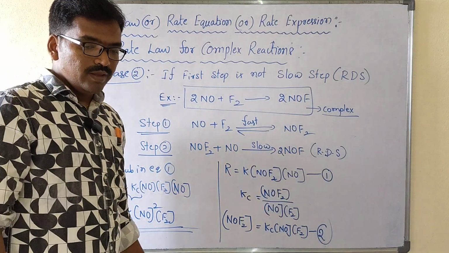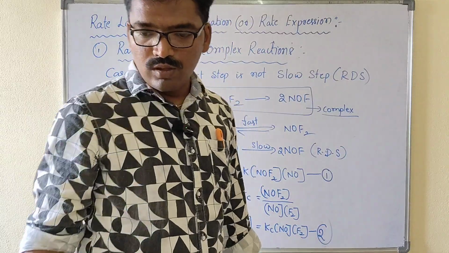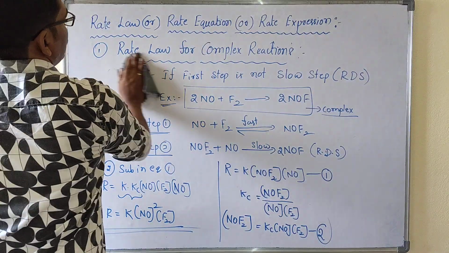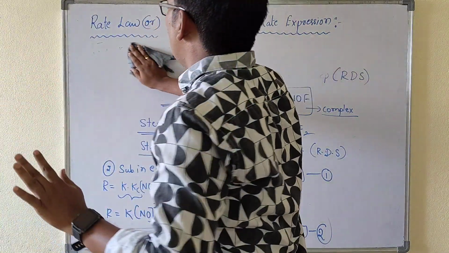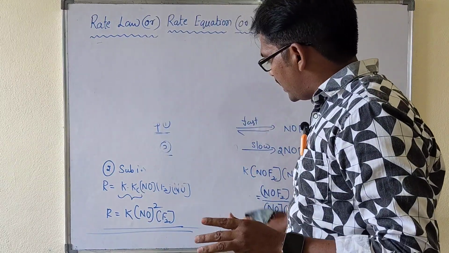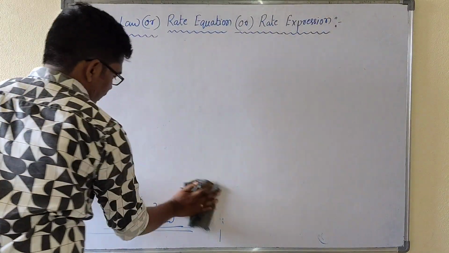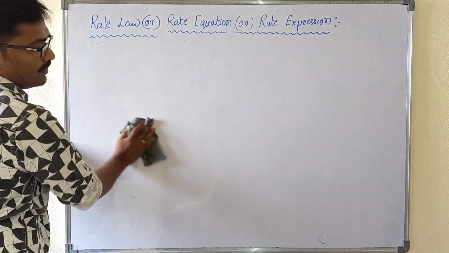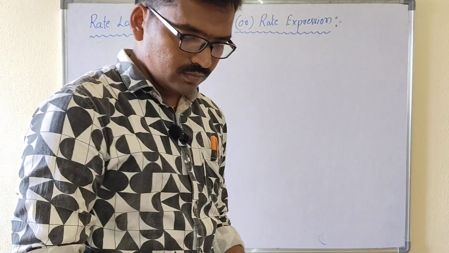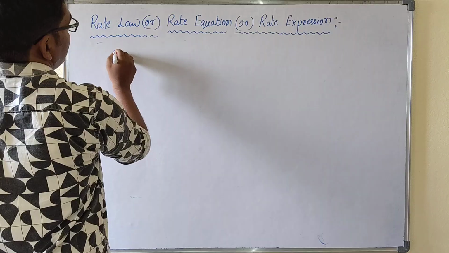Understand, my dear students? Then one more will be there. Based on that we have to do the problems, even numerical problems we'll discuss. So we have seen the rate law expression for the complex reactions, the rate law expression for the elementary reactions, then the rate law expression for the side chain reactions. What are those side chain reactions? We'll see. Rate law for reactions involving side chain reactions, that is 3.